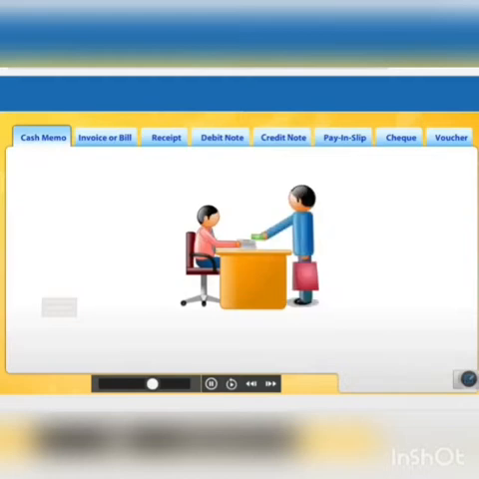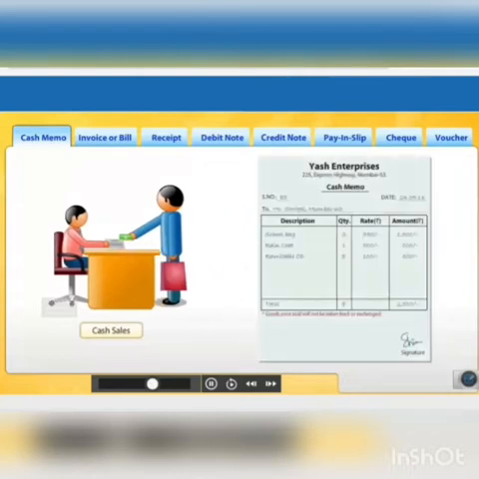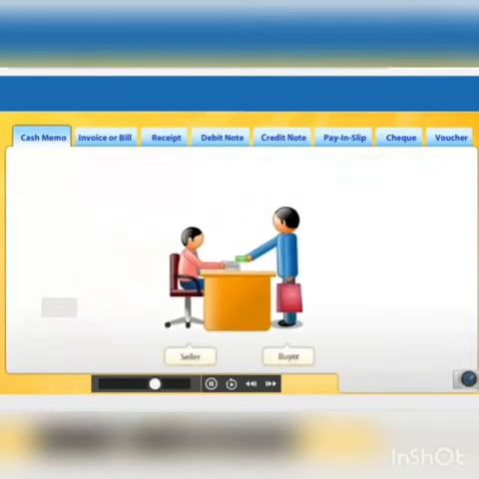When goods are sold for cash, the seller issues a statement called a cash memo. A cash memo provides details of the items sold, such as the quantity, rate, and price. The cash memo is prepared in duplicate.